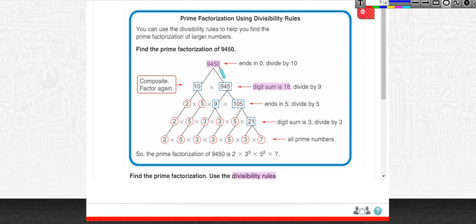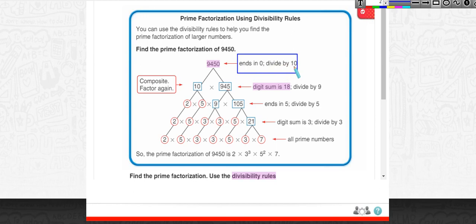Hiba? 0. Yes, we have 0. Okay, we know from the divisibility rules that any number that ends with 0 is divisible by 10. It's a rule, and you should memorize it. Because it ends with 0, it's divisible by 10.